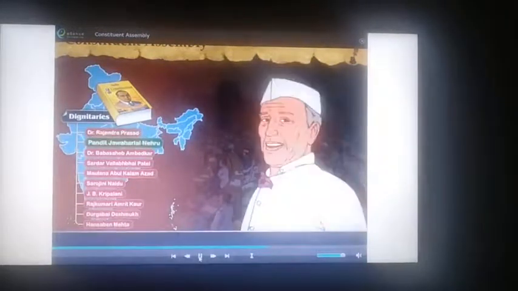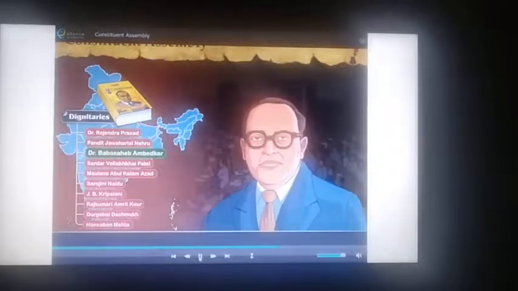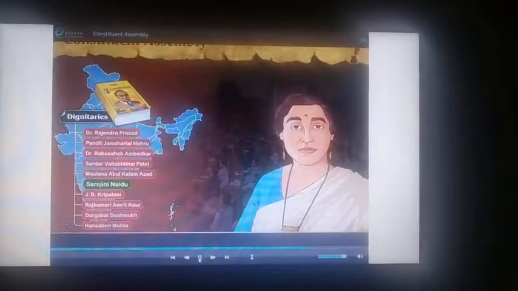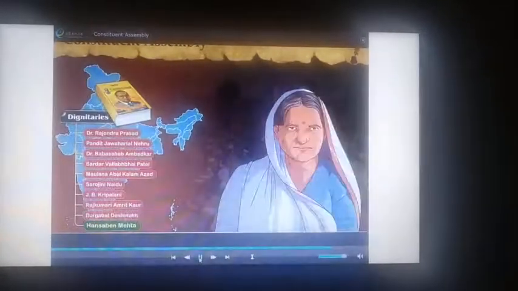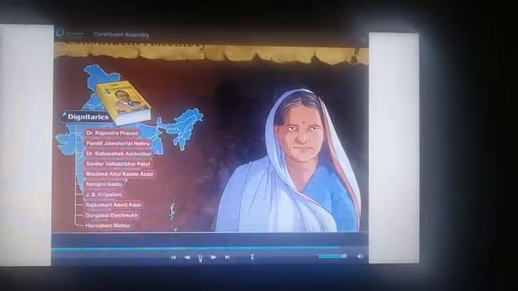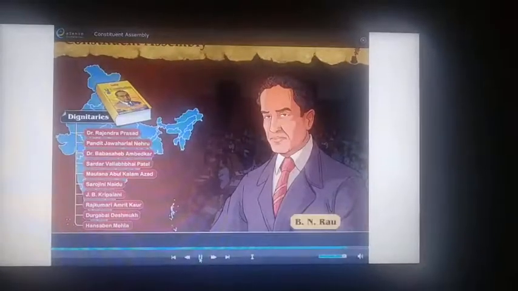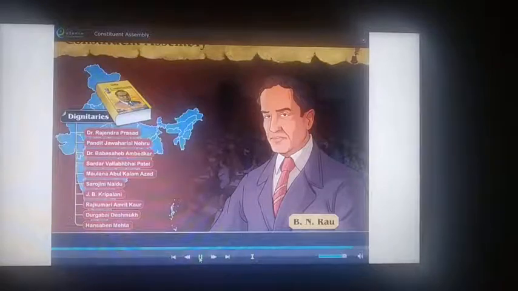Some of the well-known members of the Constituent Assembly were Dr. Rajendra Prasad, Pandit Jawaharlal Nehru, Dr. Baba Saheb Ambedkar, Sardar Vallabhbhai Patel, Maulana Abul Kalam Azad, Sarojini Naidu, J.B. Kriplani, Rajkumari Amrit Kaur, Durgabai Deshmukh, Hansaben Mehta and others. The noted legal expert B.N. Rao was appointed as the constitutional advisor on legal matters.